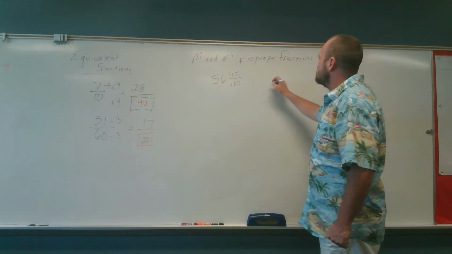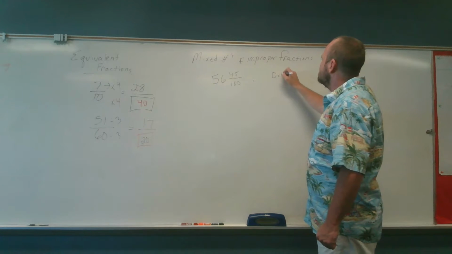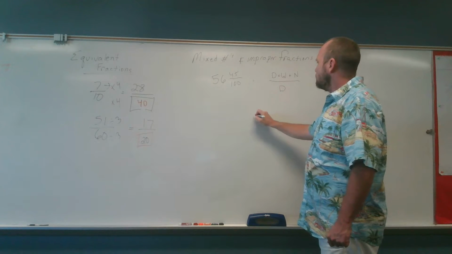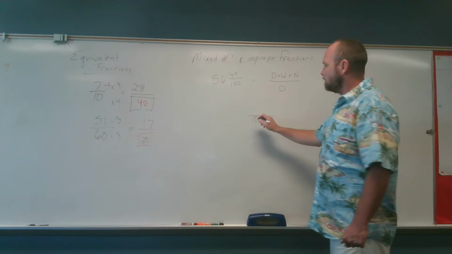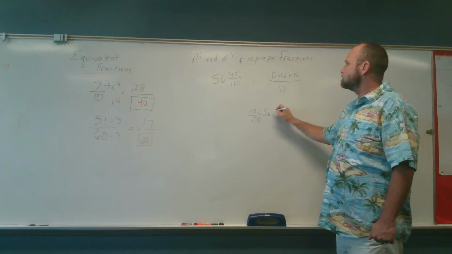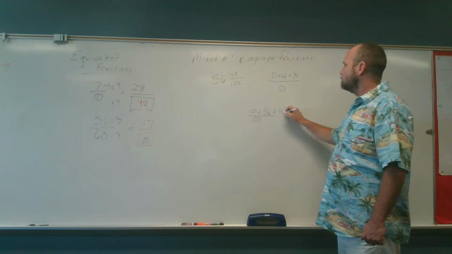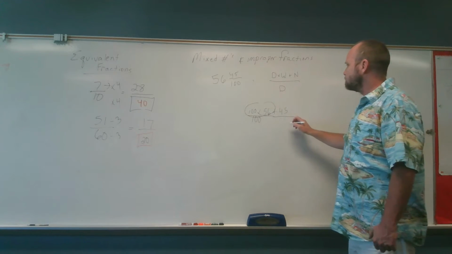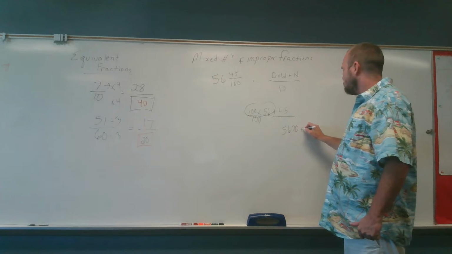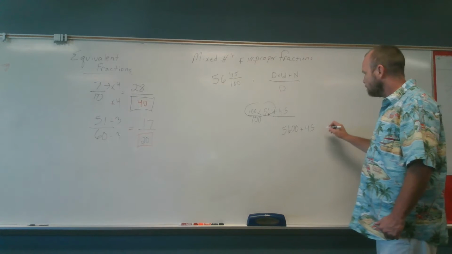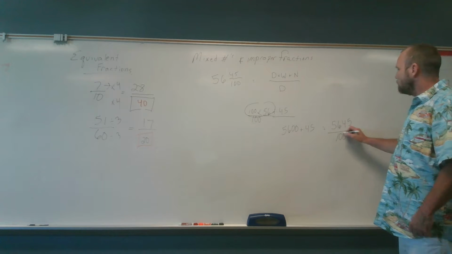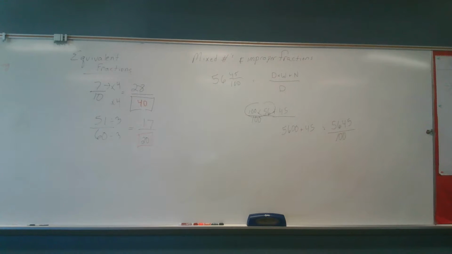We're going to follow our pattern, which is your denominator times your whole number plus your numerator over your denominator. What's my denominator? 100. 100 times, what's my whole number? 56. Plus 45. What's 100 times 56? 5,600. 5,600 plus 45 is 5,645 over 100. That's an improper fraction.